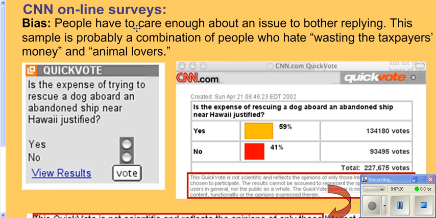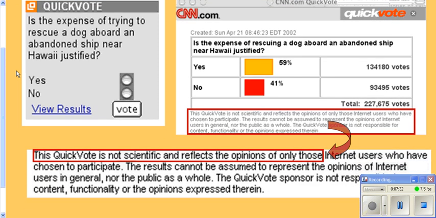Now, you see online surveys a lot. Once again, they are voluntary. They'll often have a little disclaimer at the bottom saying it's not scientific and reflects only the opinions of those who responded.